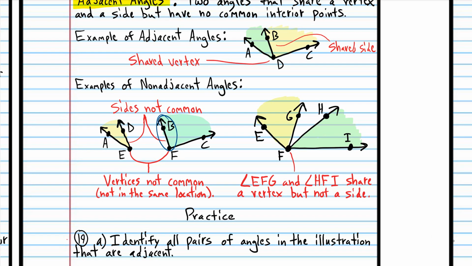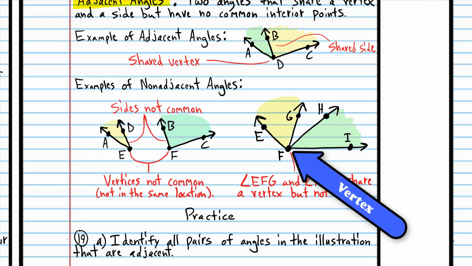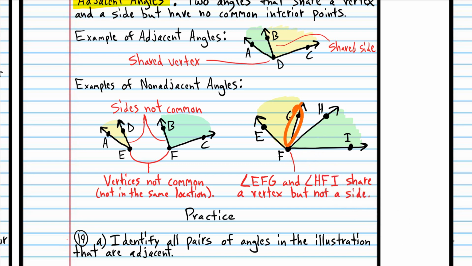This side is ray FB, and this side is ray ED. On the other hand, considering the angles at the right, the yellow angle and the green angle do share a vertex, but they don't share a side. So if these two rays were on top of each other, then the angles would share a side, but they're not. There's a separation in between.